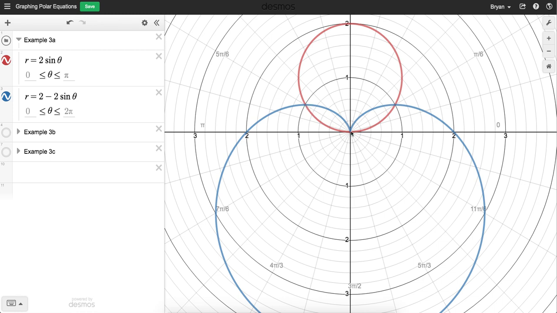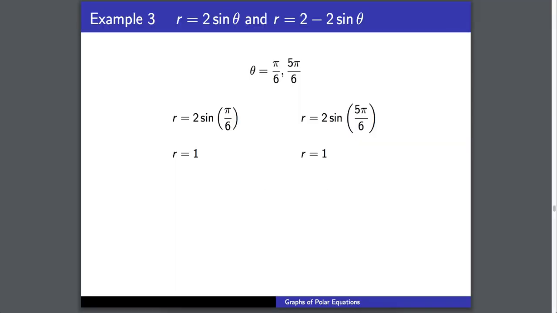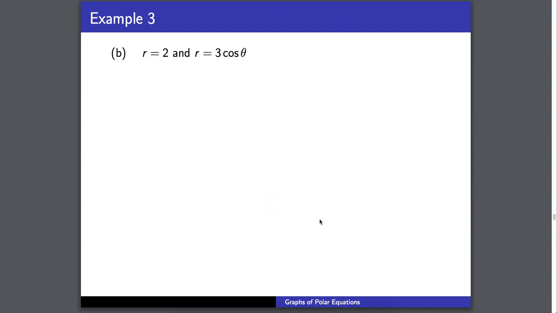And don't forget they also intersect at the pole, or the origin. So they intersect at the pole, and then 1 and pi over 6, and 1 and 5 pi over 6. All right, part B, we have r equals 2 and r equals 3 cosine theta.